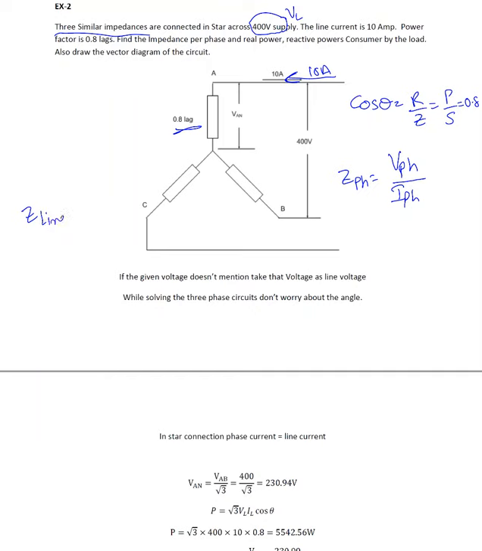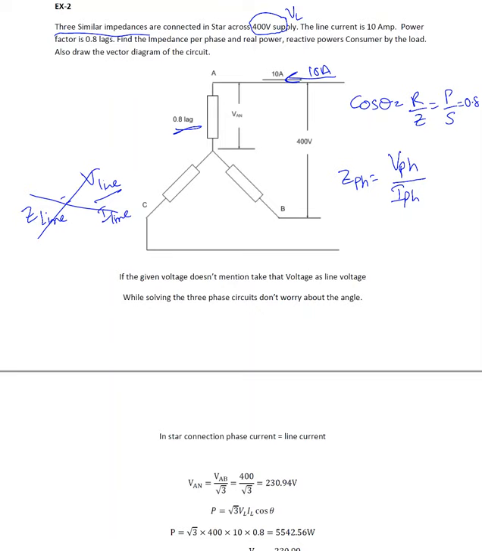You do not have this formula, Z line equal to V line over I line. I saw many students writing this, but we do not have such thing. To find phase impedance, it's always VPH over IPH. Line impedance, this is not the way you find the line impedance.